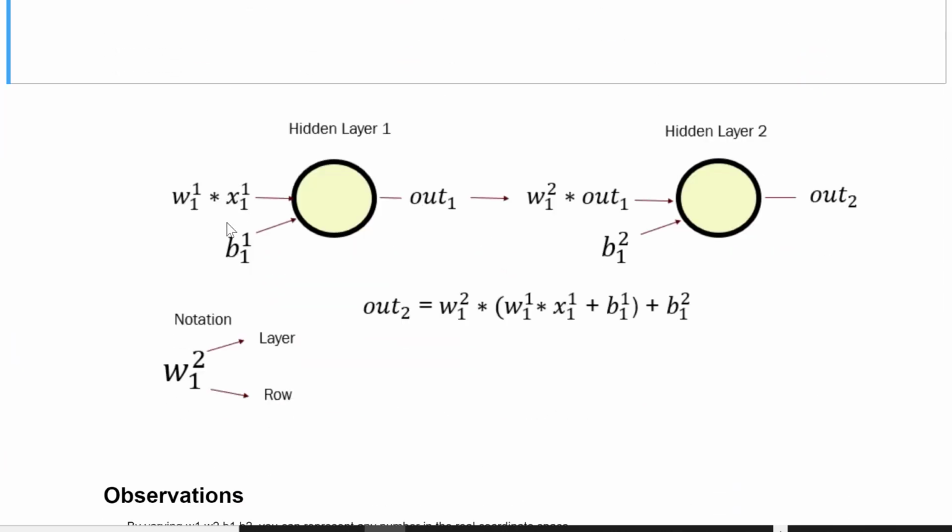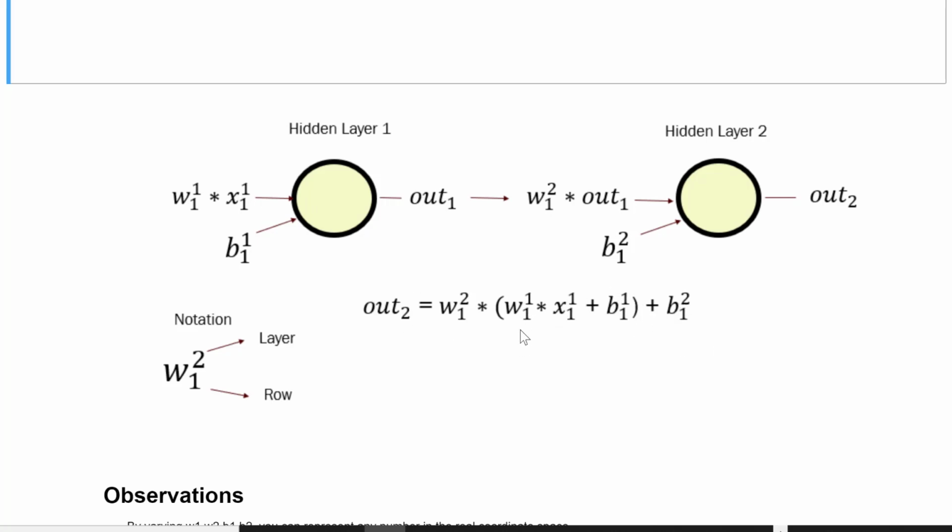So let's show a little bit about what the calculations would be. If we multiply the weight times the x plus the bias, that gives us this term, which is out 1, and then we would use that as the input to the second layer. So that would end up with another weight being multiplied and another bias, in this case superscript 2, which is layer 2, row 1. And then we get an output. If we calculate everything out and write it all into an equation, here's what we get: out 2 is equal to the second weight times the first weight times the input x plus the bias, and then bias 1 plus bias 2.